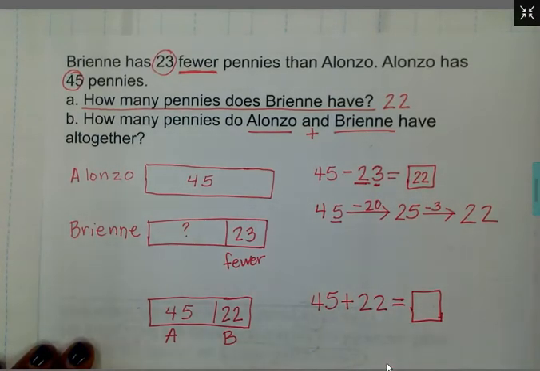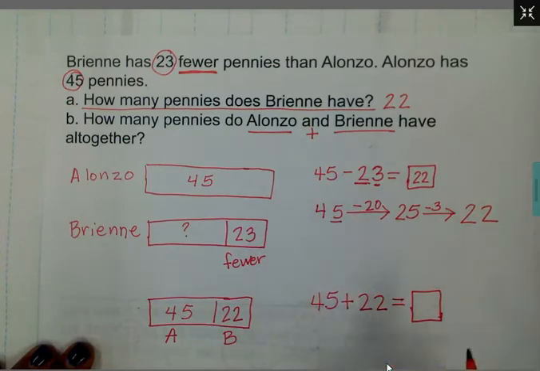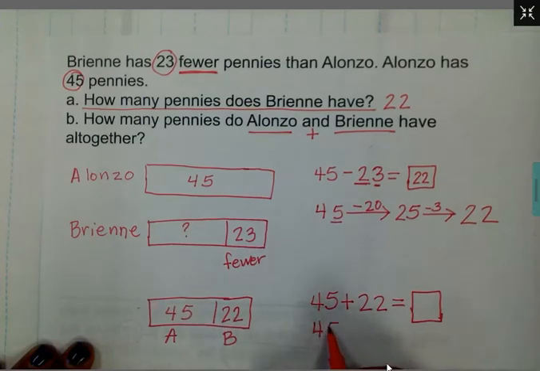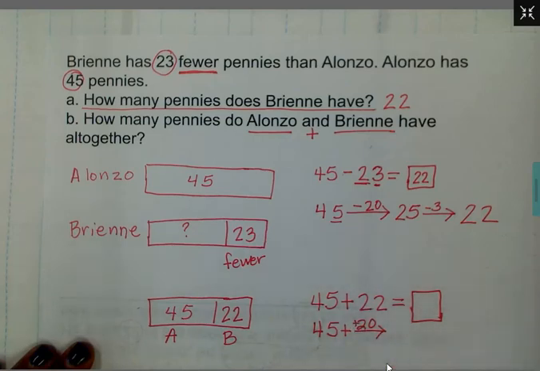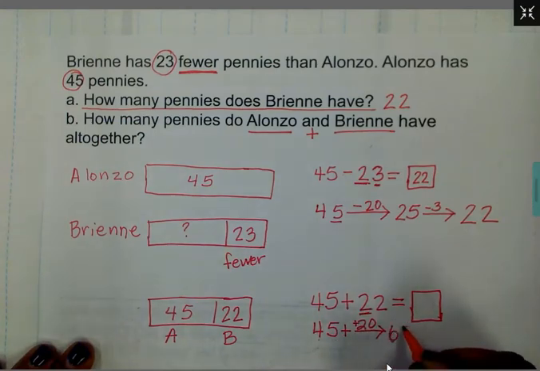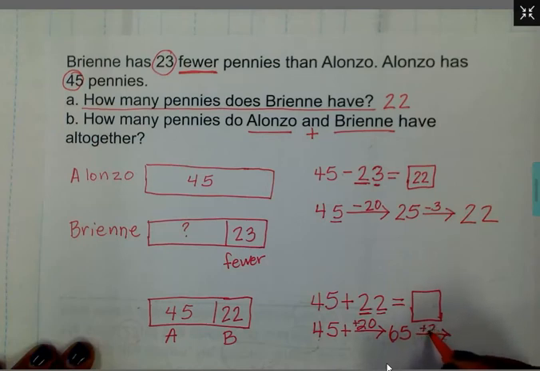All right, we can use the arrow way, but this time instead of subtracting, we are going to add our 20. So 45 plus 2 tens, because we have 2 tens here. So 4 tens plus 2 tens is 6 tens, gives us 65, plus our 2. We have 67.